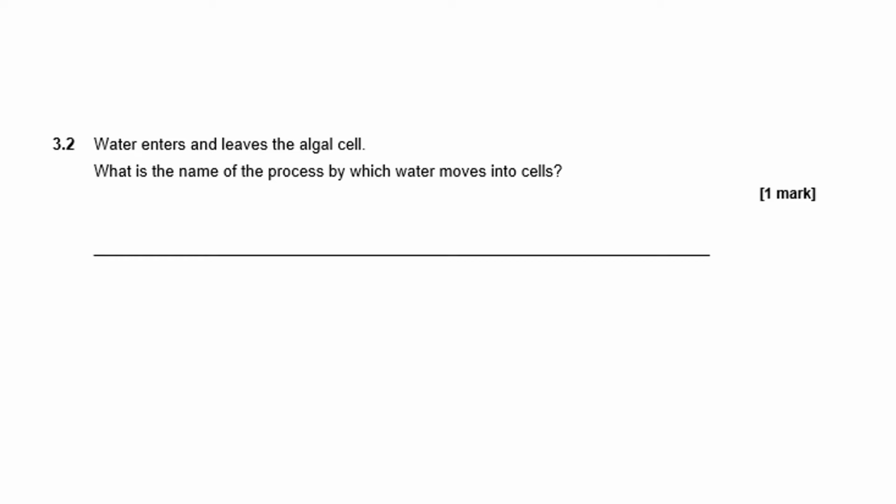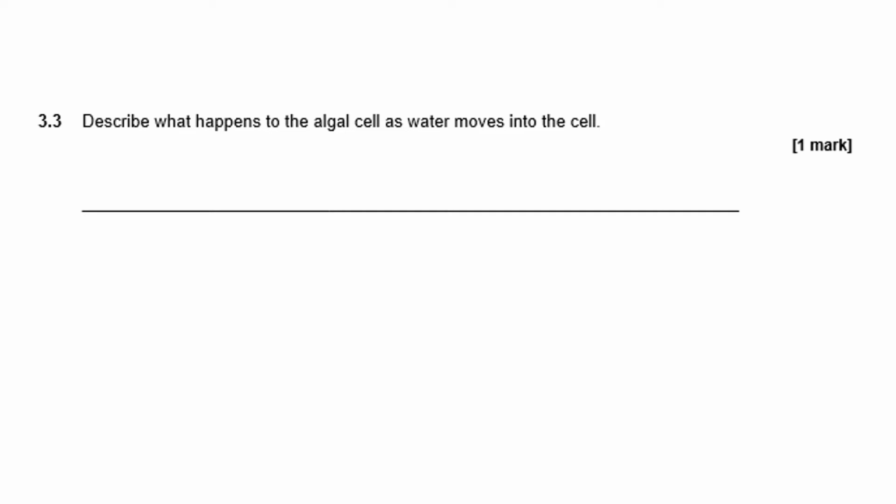So the movement of water, specifically, is going to be osmosis. They are, however, very lenient and have given a mark if you have put diffusion, because osmosis is a specific type of diffusion. So osmosis is the preferred answer, but you do get a mark if you put diffusion.